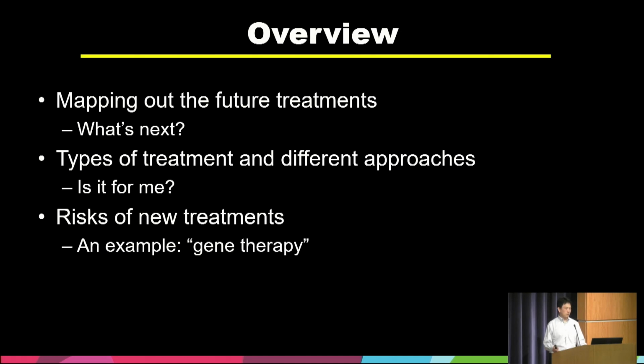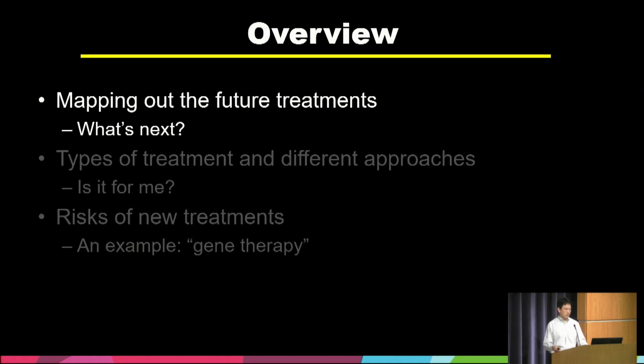Overview of the talk: mapping out future treatment. What's next? Types of treatment and different approaches. Is it for me? Is it for you? Risk of new treatment, where I use only gene therapy as the example. This bridges to the next roundtable talk, which is why I picked this and why I'm going through it in this order.